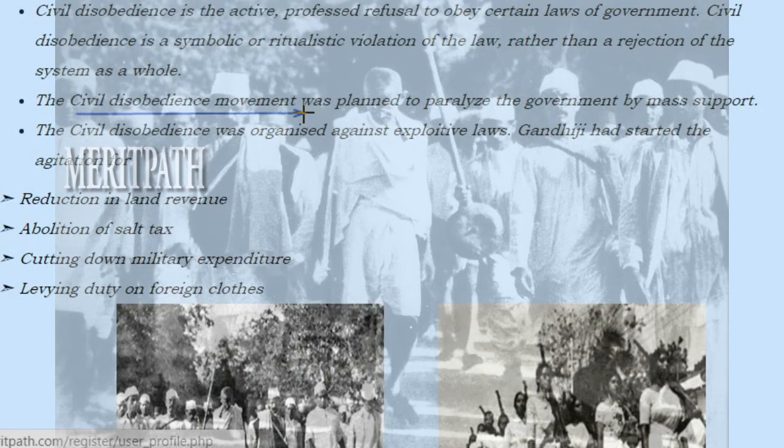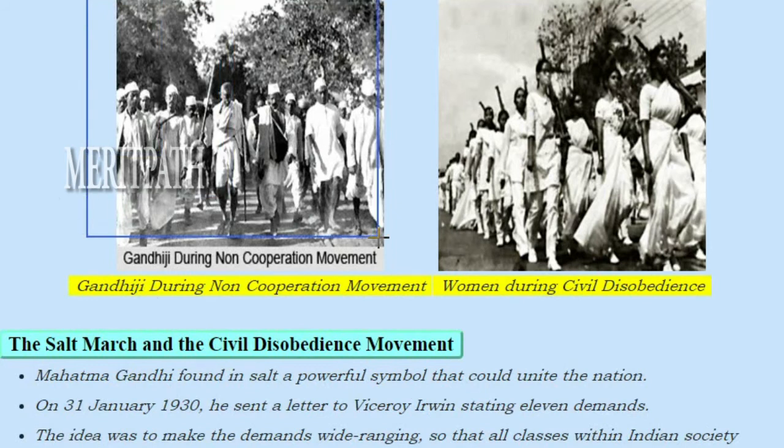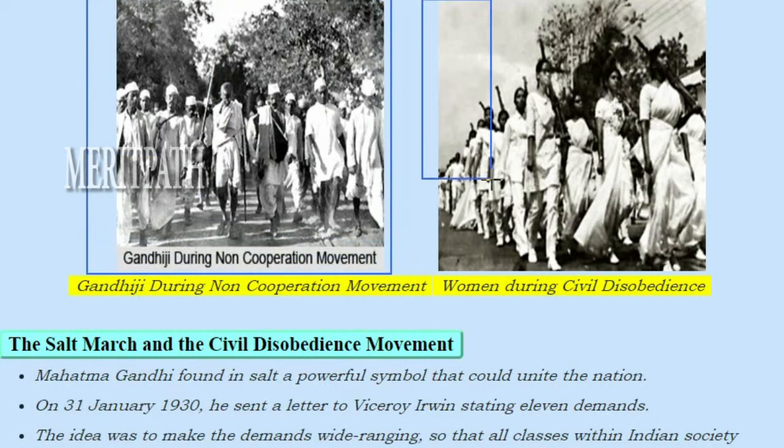This movement was organized against exploitative laws. Gandhiji had started the agitation for reduction in land revenue, abolition of the salt tax, cutting down military expenditure, and levying duty on foreign clothes. Gandhiji during the non-cooperation movement and women during the civil disobedience movement.